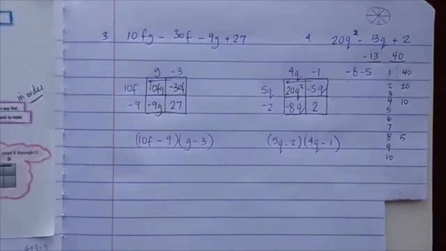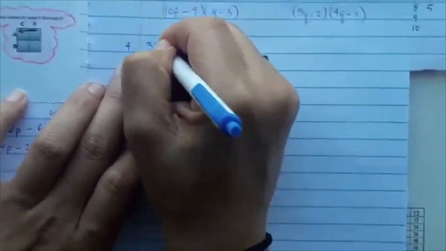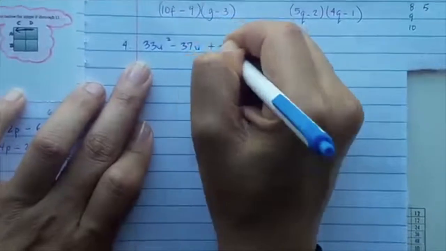That's pretty much it. I'm just going to do one more example that has a really long process of finding the 2 numbers, because you're going to have to do this without a calculator. So let's say you had 33U squared minus 37U plus 10.